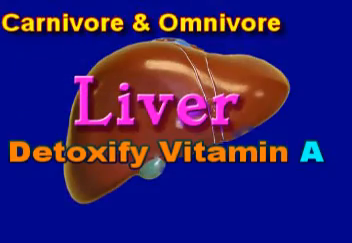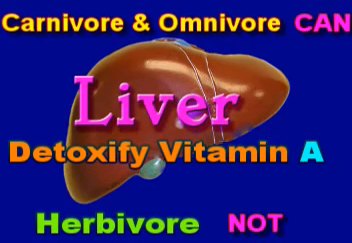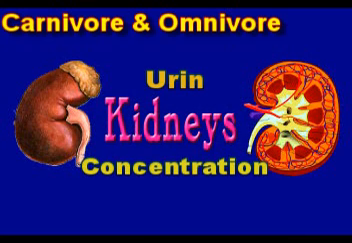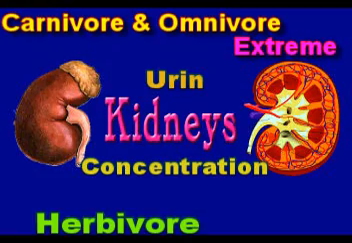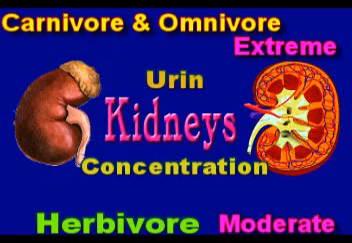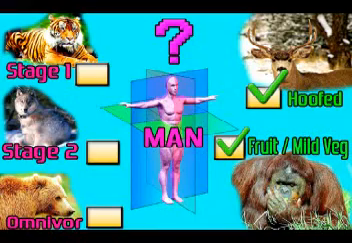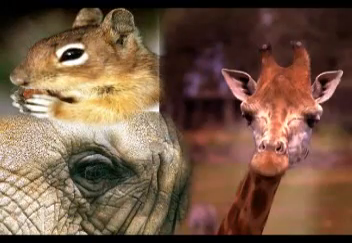The liver of a carnivore and an omnivore can detoxify vitamin A, but the liver of a herbivore cannot detoxify vitamin A. The kidneys of a carnivore and an omnivore have extremely concentrated urine, where the kidneys of a herbivore have moderately concentrated urine. Every category that separates carnivores from herbivores, human beings have all the characteristics and chemistry of that of a herbivore. There are a few common misnomers out there that try to challenge all these facts.